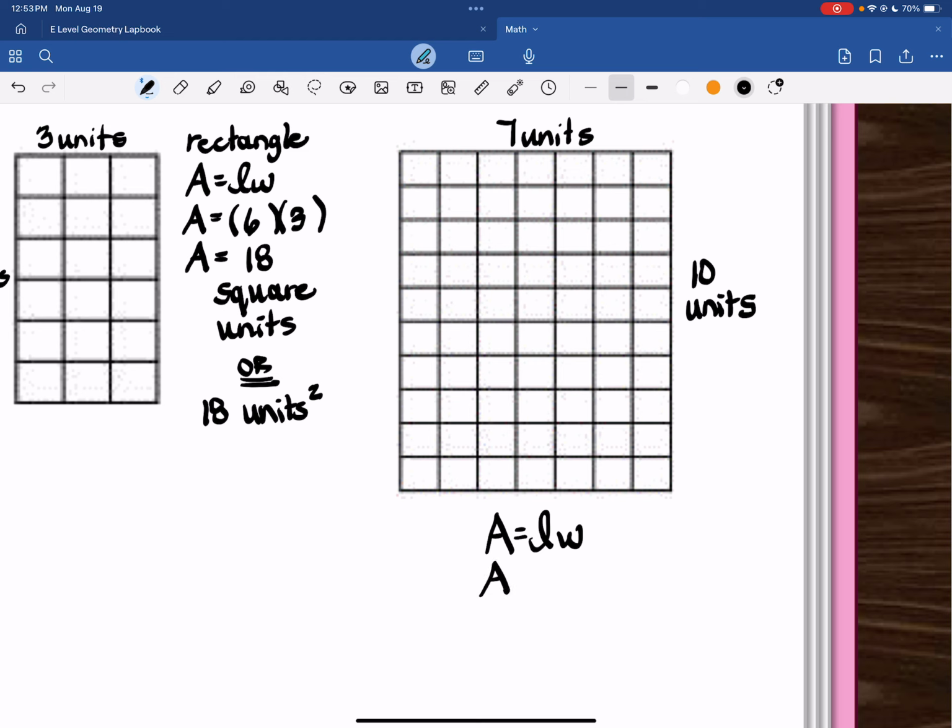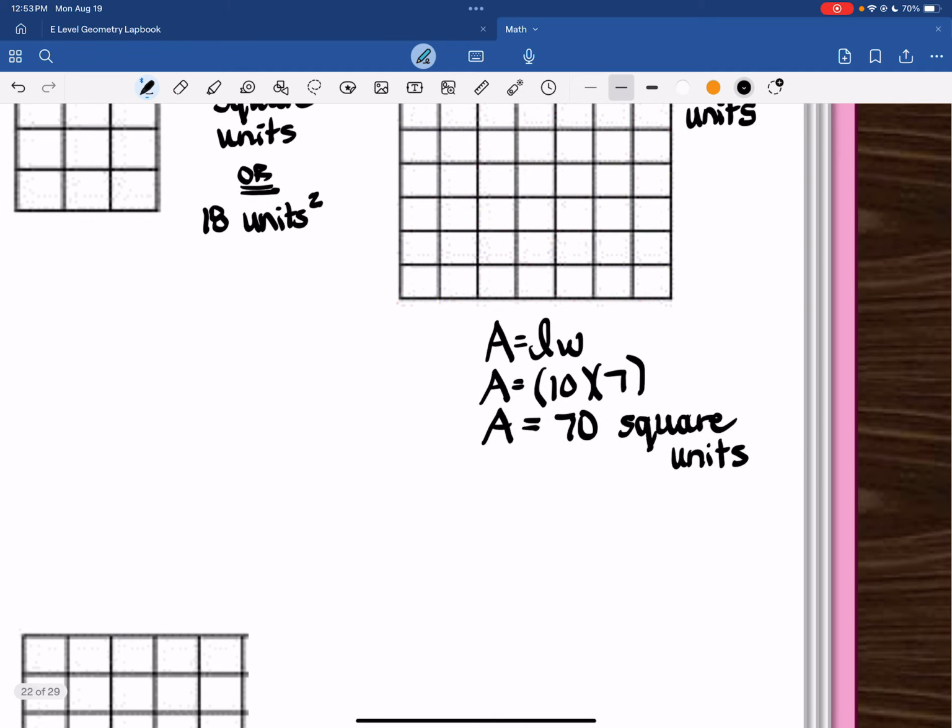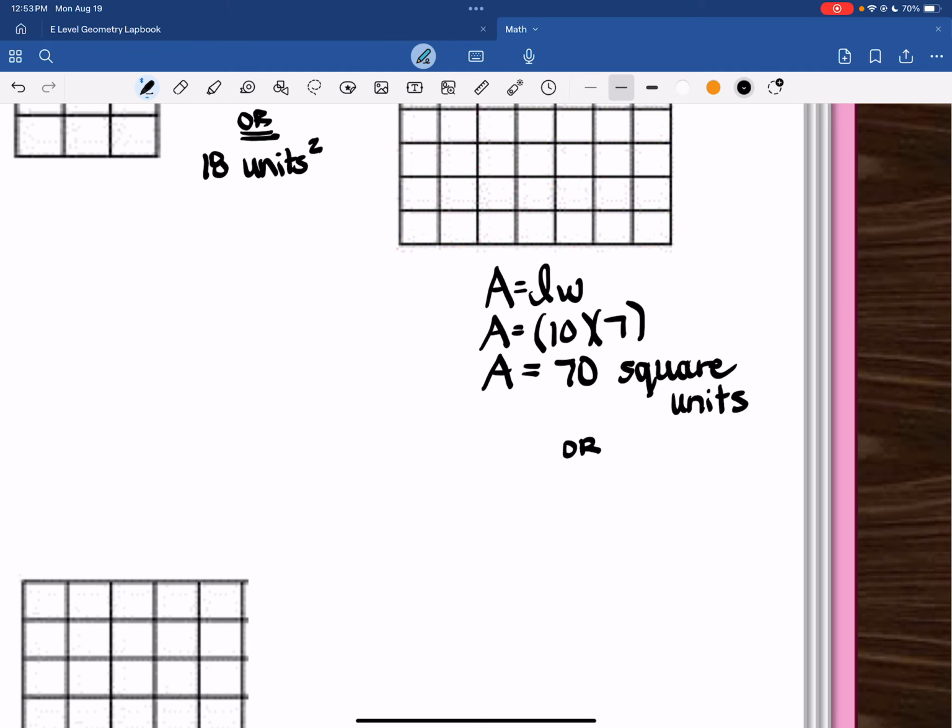So you would do length. The long side is 10. The wide side is 7. 10 sevens are 70 square units. Or if you were doing carpet, square feet. You can also write it as 70 units square. Squares are two-dimensional. That's where that 2 is coming from.